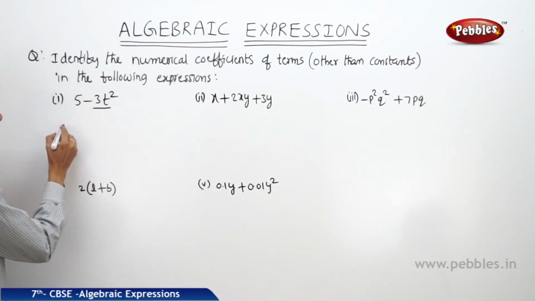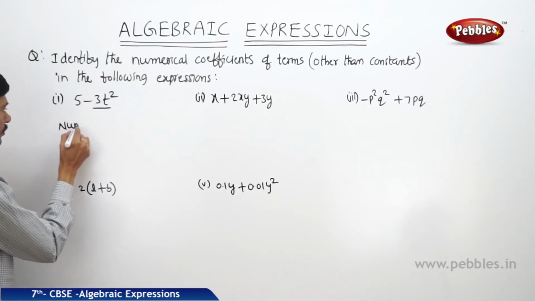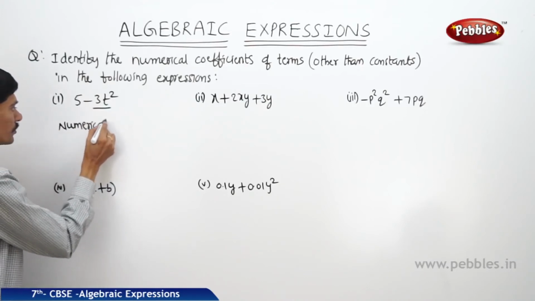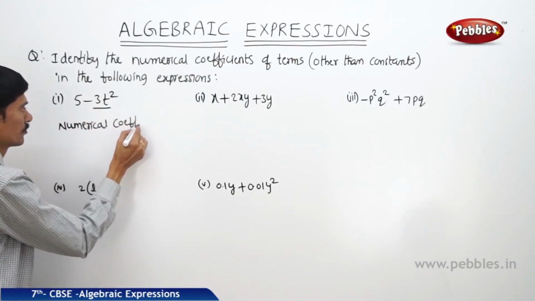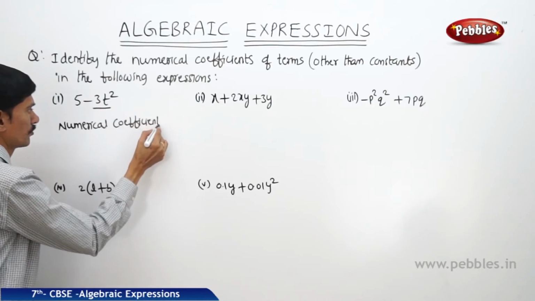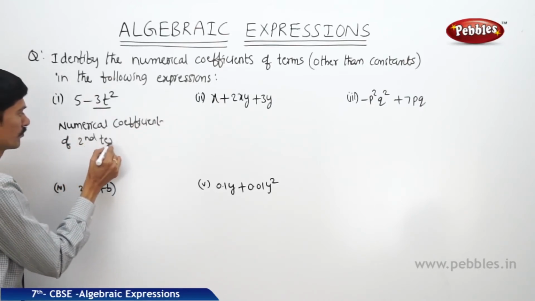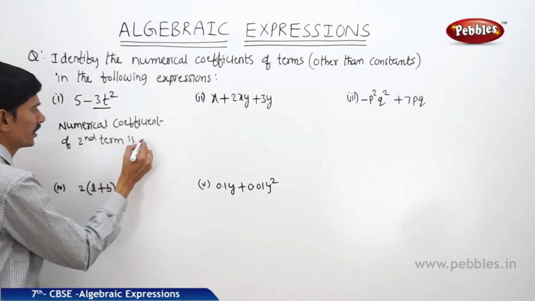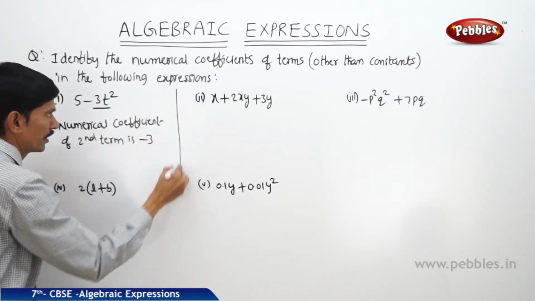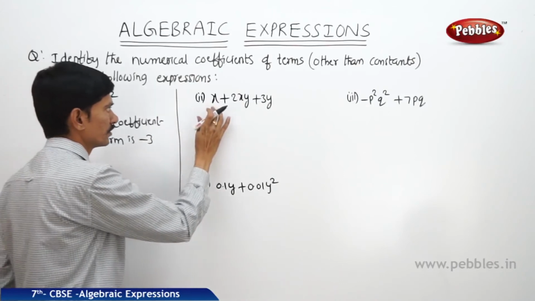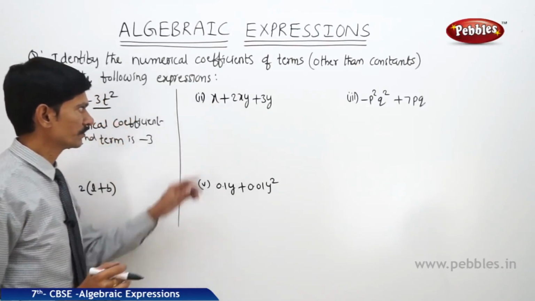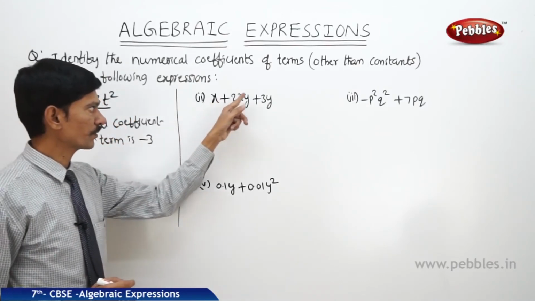So we can write numerical coefficient of second term is minus 3. Next, in the second algebraic expression, x plus 2xy plus 3y.